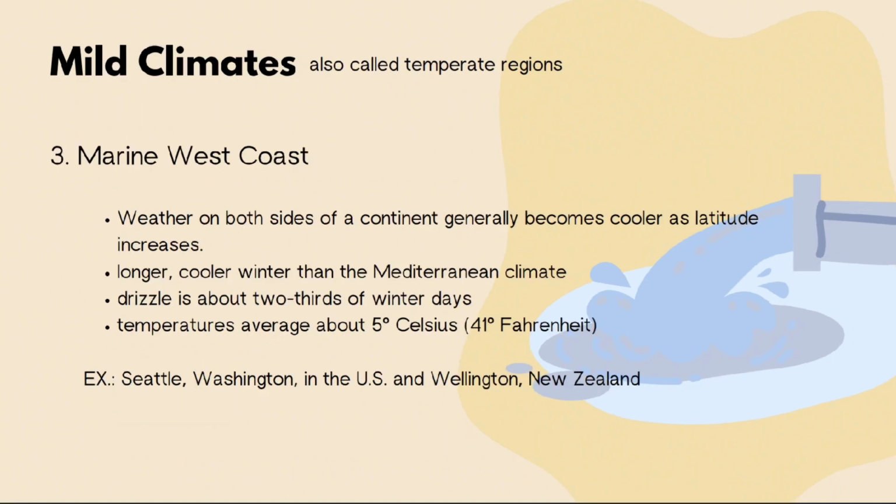For the third type, we have the marine west coast. Weather on both sides of a continent generally becomes cooler as latitude increases. The marine west coast climate, a type of mild climate typical of cities such as Seattle, Washington in the US, and Wellington, New Zealand, has a longer, cooler winter than the Mediterranean climate. Drizzle falls about two-thirds of winter days, and temperatures average about 5 degrees Celsius or 41 degrees Fahrenheit.